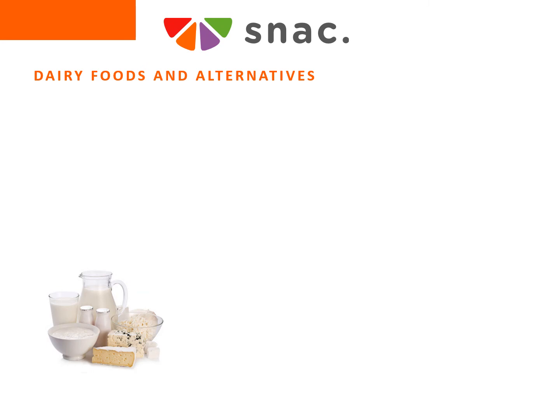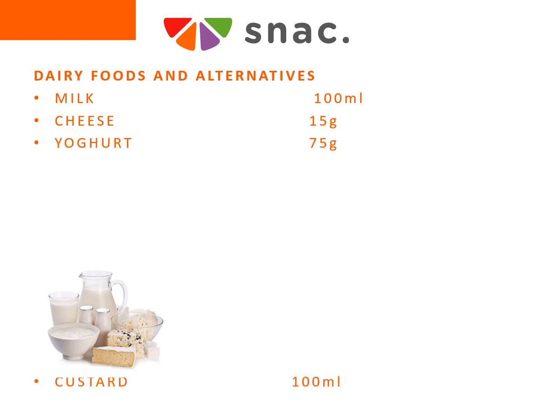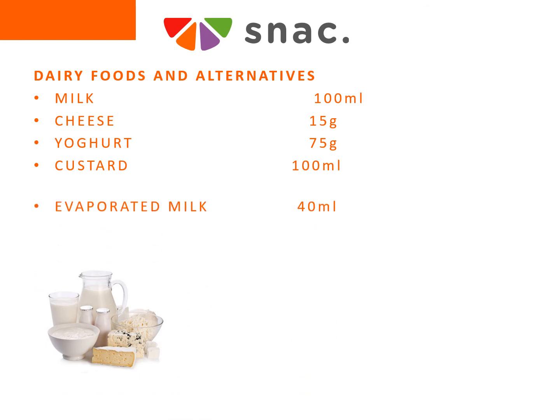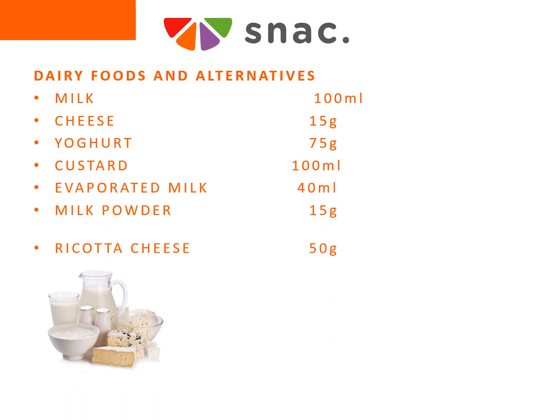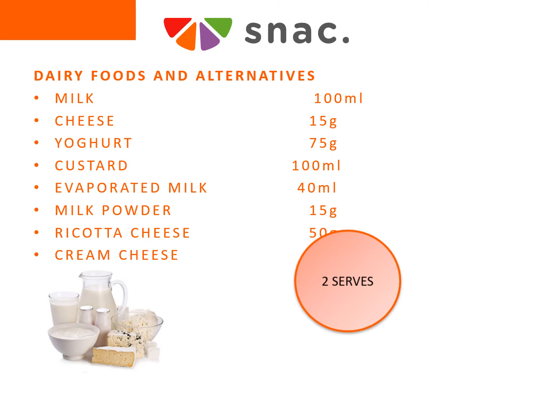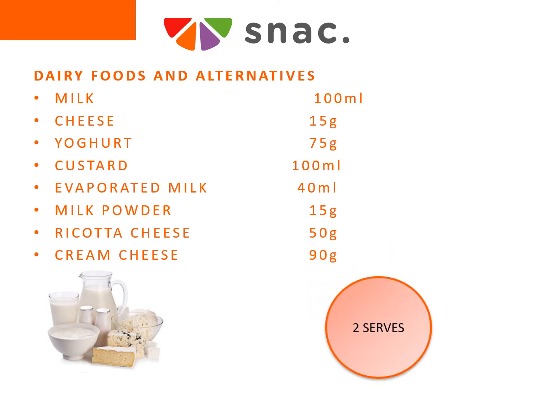So in our dairy food group, some typical serve sizes are milk 100 ml, cheese 15 grams, yoghurt 75 grams, custard 100 ml, evaporated milk 40 ml, milk powder 15 grams, ricotta cheese 50 grams and cream cheese 90 grams. Remembering again the child needs 2 serves from this food group.